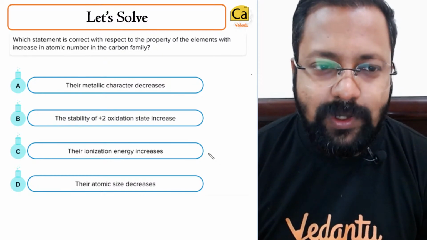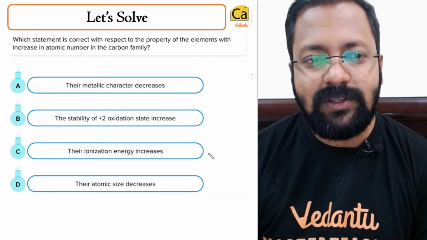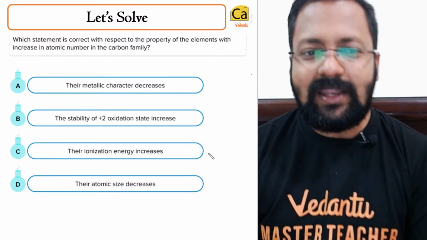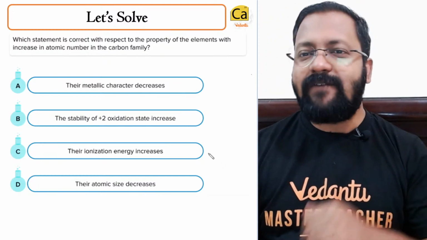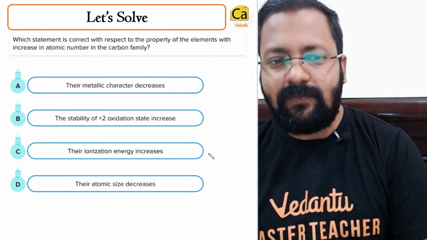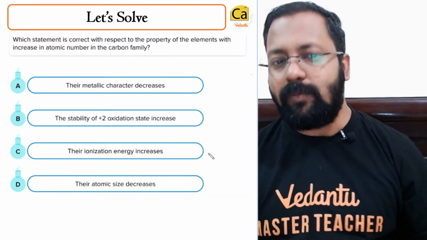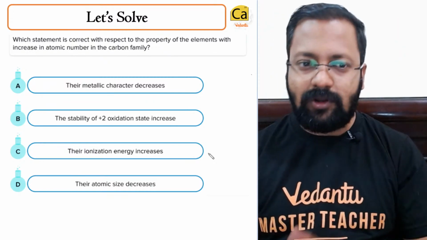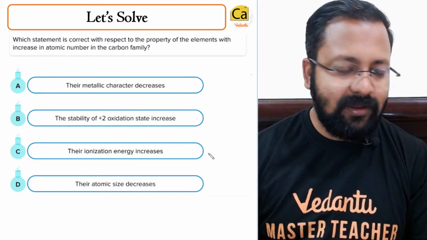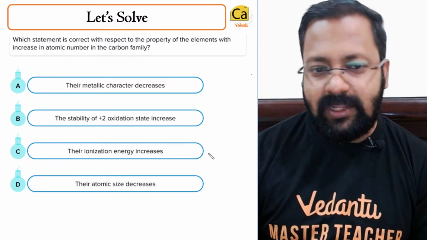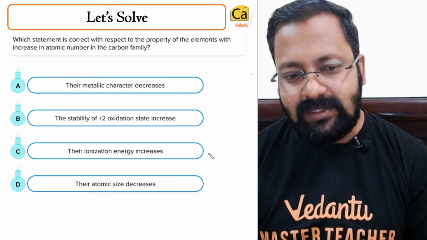Okay, let's look at this question. Which statement is correct with respect to the property of elements with increase in atomic number in the carbon family? Increase in atomic number of carbon family means going down the group. The options: the metallic character decreases, the stability for +2 oxidation state increases, the ionization energy increases, the atomic size decreases.